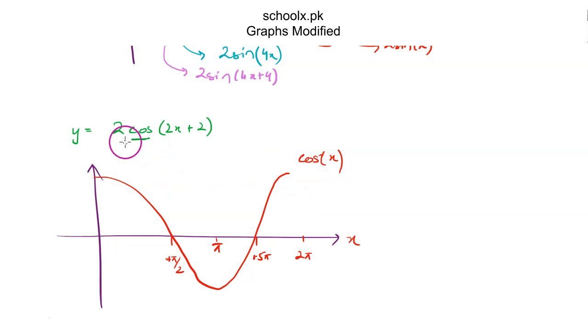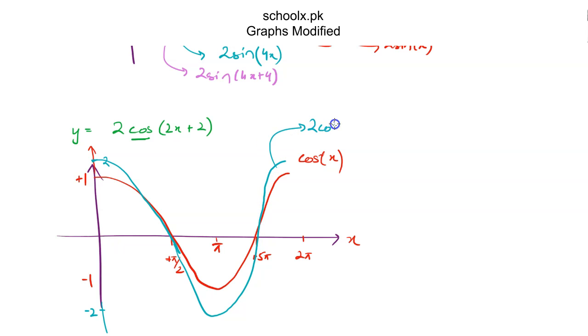Now let's draw the graph of 2 cos x. Alright, so this graph of cos x goes from positive 1 to negative 1. The graph of 2 cos x will go from positive 2 to negative 2. Alright, its amplitude will be 2. So it will go from positive 2 to negative 2. I'm going to cramp this up. So this is the graph of 2 cos x.